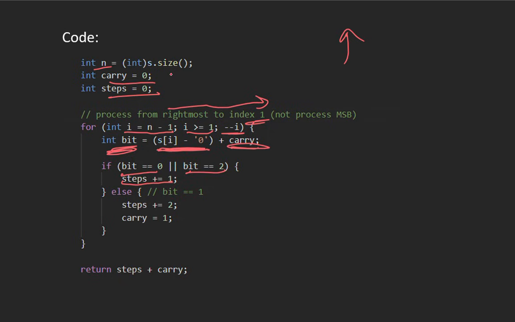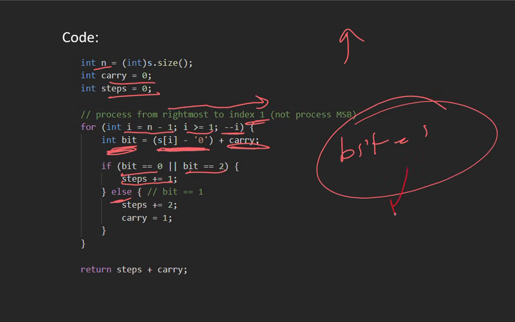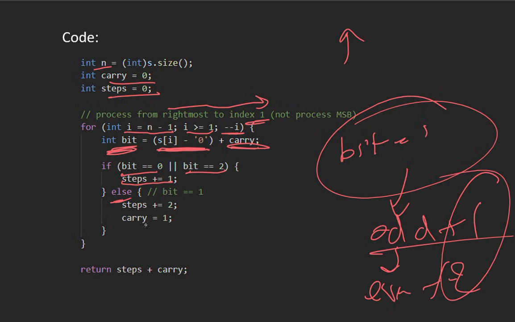Else if bit is equal to 1, that means our number is odd, so we have to first add 1 to it, make it even, and then divide by 2. So two operations, and carry will be 1.